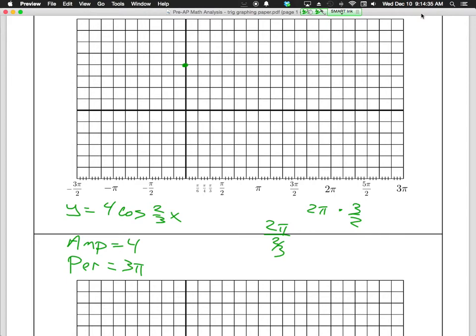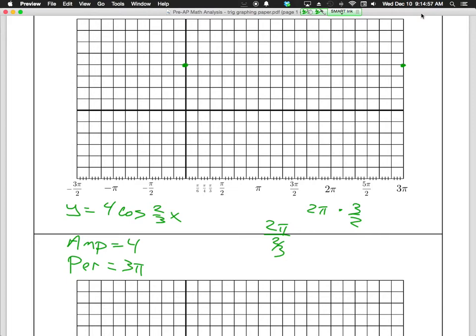What's the next thing I want to do? Find how far the period is going to go. What's my period? So my period is 3 pi. What's going to happen at 3 pi? Where's my graph going to be? It's going to be at 4. Why does it need to be at 4? Because it's got to start and finish at the same spot.